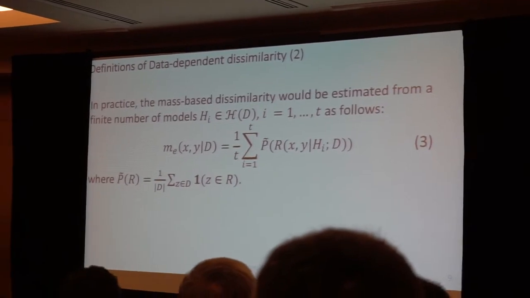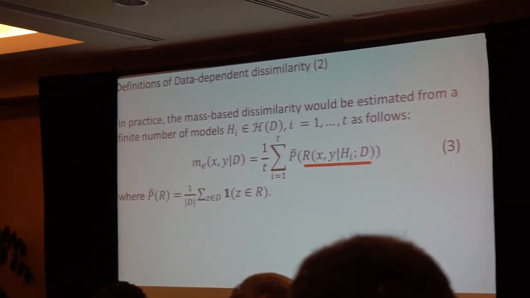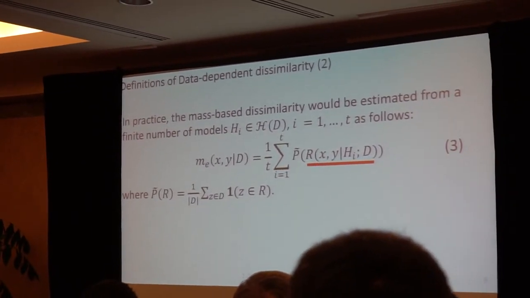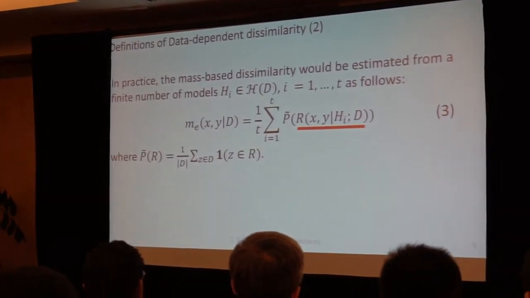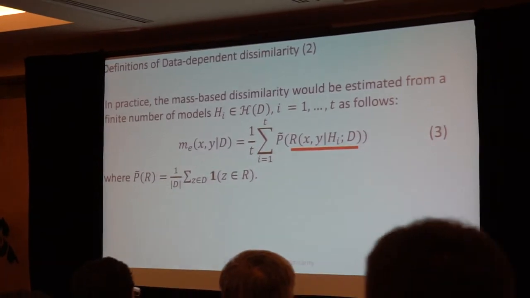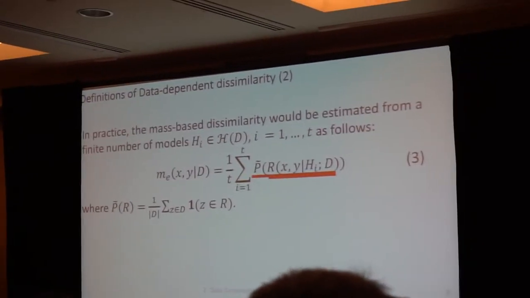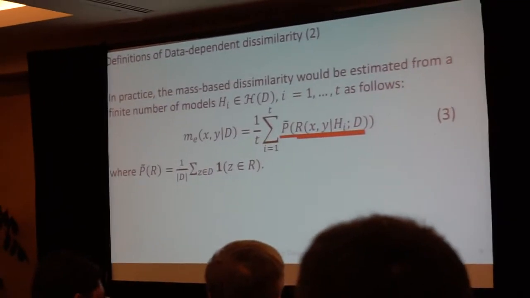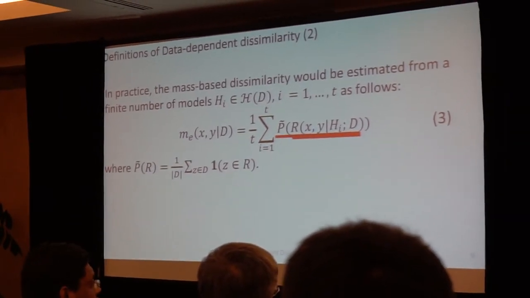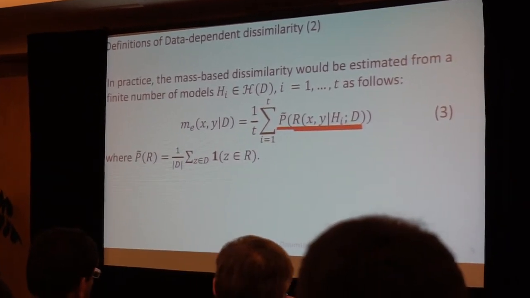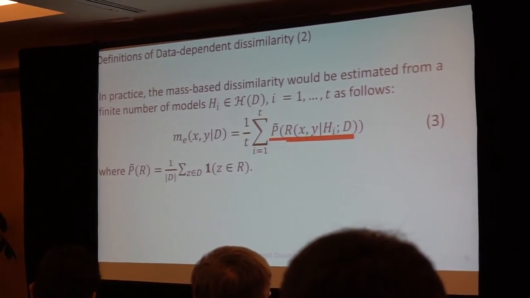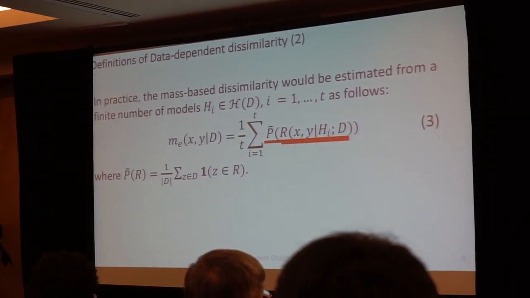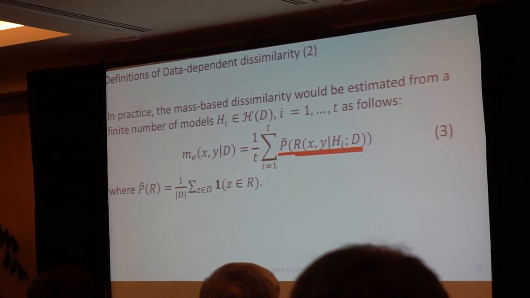So, let's say you've got an H1, and from H1, you're given x and y, and then you find the smallest local region covering x and y. Okay? And then once you've got that, you estimate the probability mass of that local region. Okay? And then you're going to have T models, and you average over them. That will be the probability mass of x and y. That's the way we're going to do this.